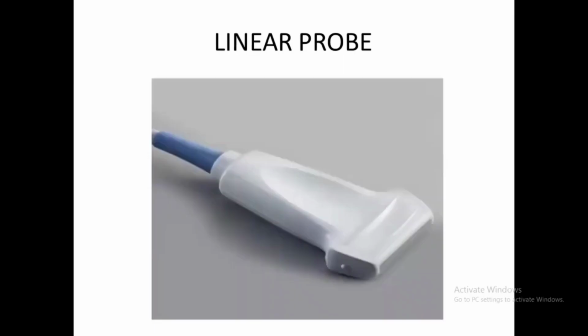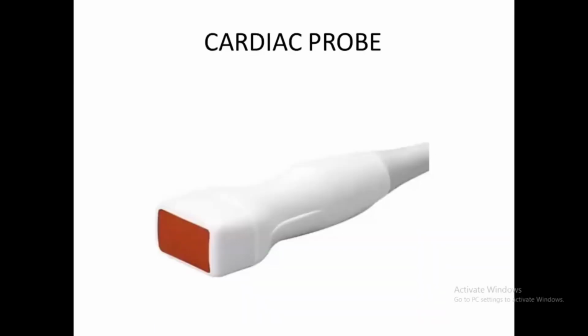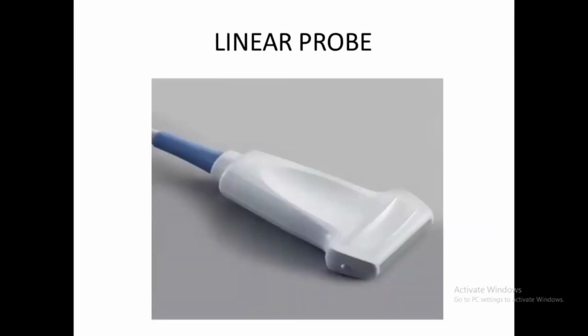Okay. So this probe is a linear probe. Why it is called a linear probe is you can see this probe is very straight. It's like a straight line. So it is called a linear probe, and it is mostly used in the field of vascular studies.